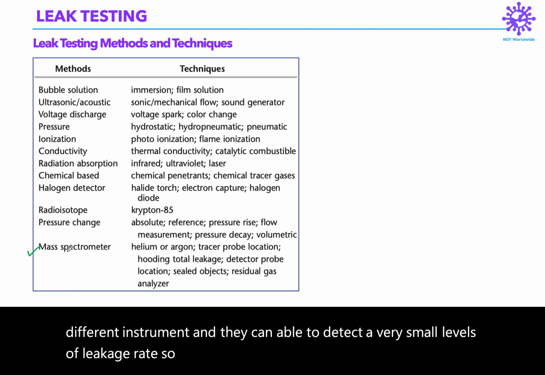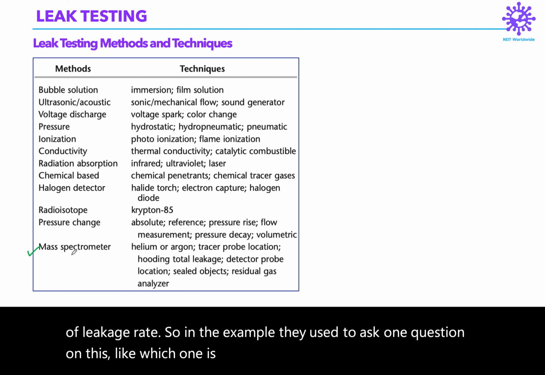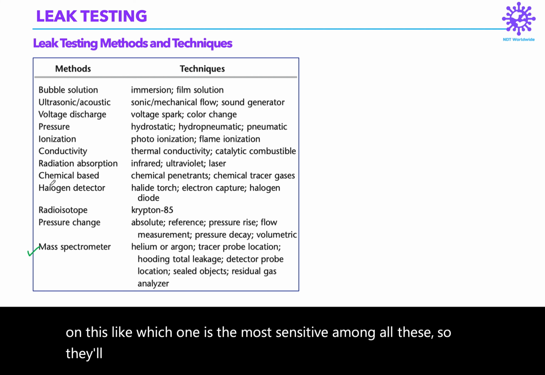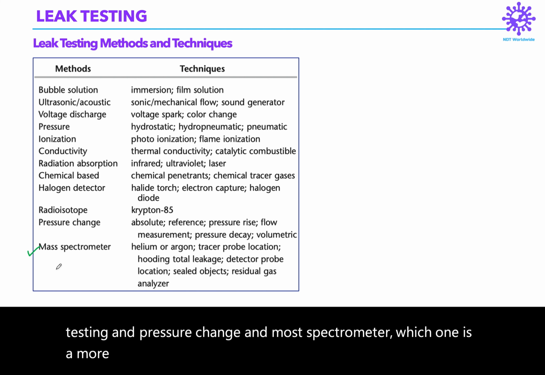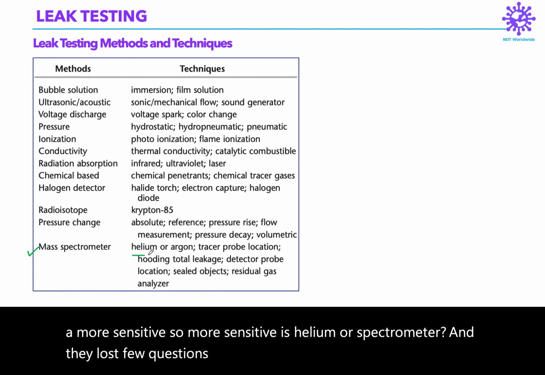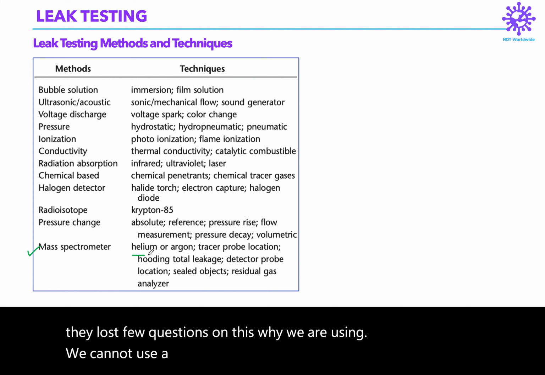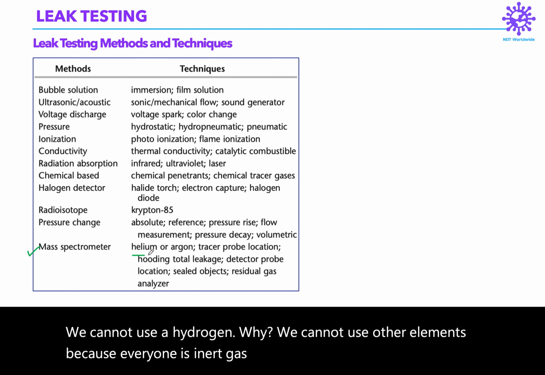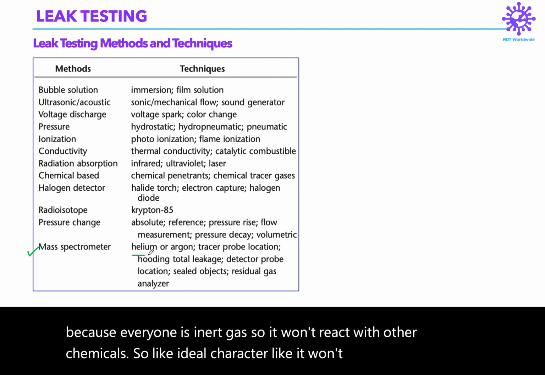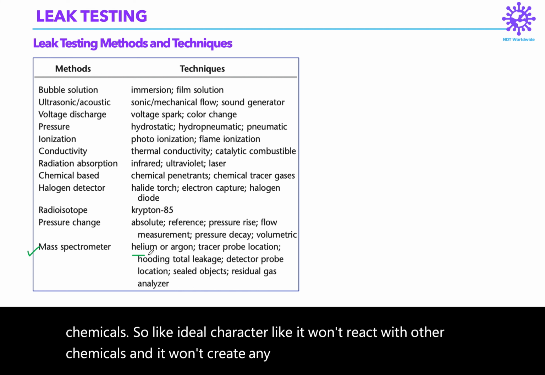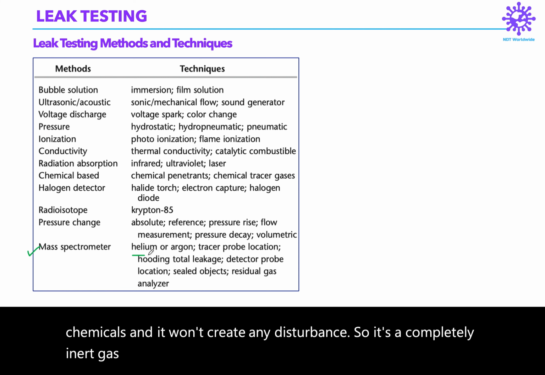In the exam they used to ask one question on this: which one is the most sensitive among all these? They'll give options like bubble leak testing, conductivity testing, pressure change and mass spectrometer. Which one is more sensitive? The most sensitive is the helium mass spectrometer. They'll also ask why we are using helium, why we cannot use hydrogen or other elements. Because helium is an inert gas, so it won't react with other chemicals and it won't create any disturbance. It's an ideal characteristic. Moreover, it is lightweight.